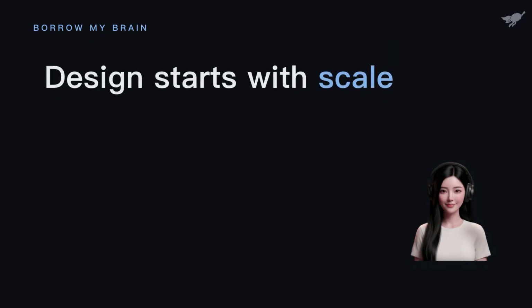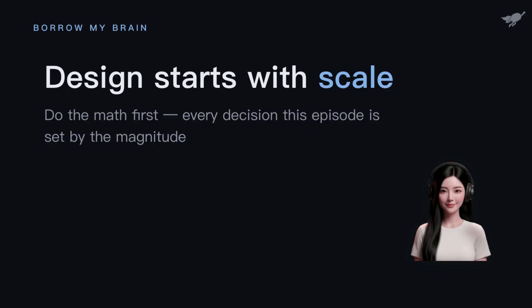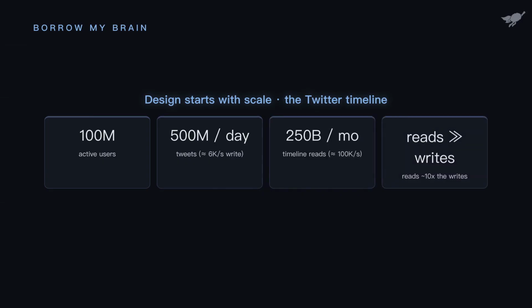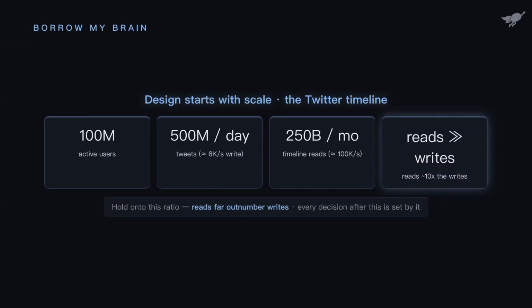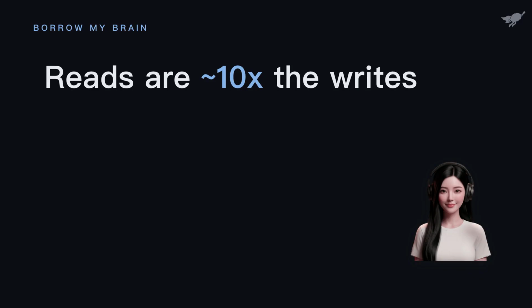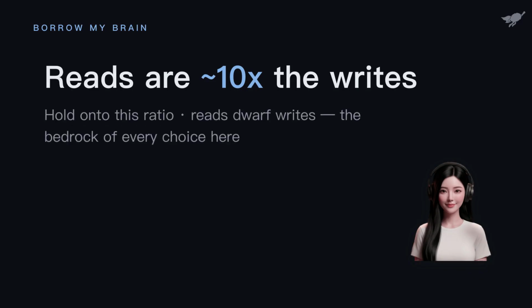First, do the math. A design problem always starts with the numbers. 100 million active users, 500 million tweets a day. That averages out to 6,000 writes per second. But the timeline reads 250 billion a month, 100,000 per second. Did you catch the key part? Reads are more than 10 times the writes. Remember this ratio. Every decision later in this episode is set by it.